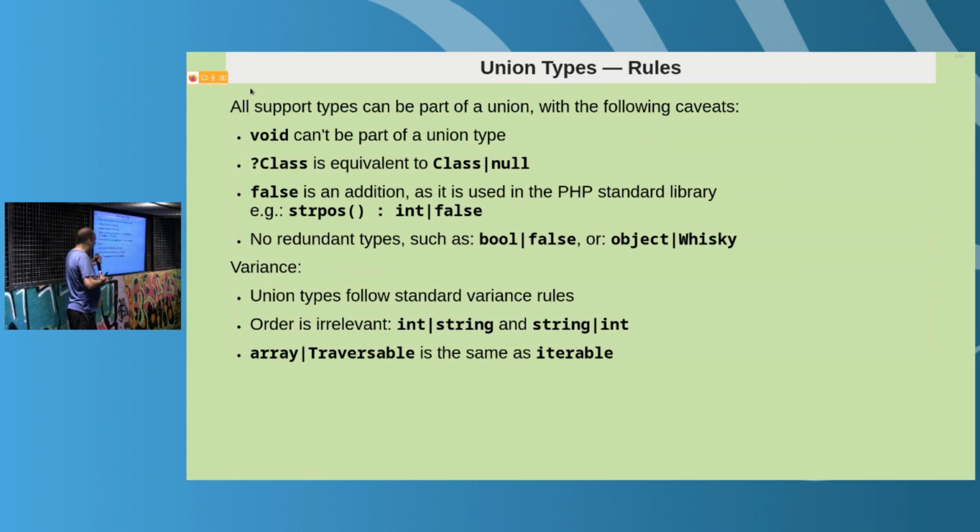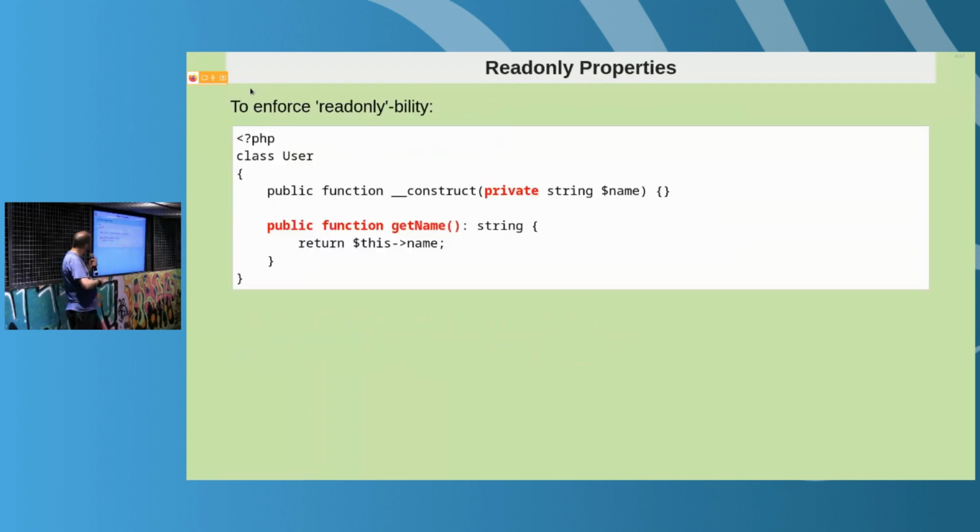So these union types follow these variance rules that PHP's always had. You can always, as I said, widen arguments and narrow return types. And we had some interesting ones in here, like array or Traversable was the same as iterable, because PHP used that so often internally that it makes sense to have. So these are our union types. Now we get more typey in PHP, right?